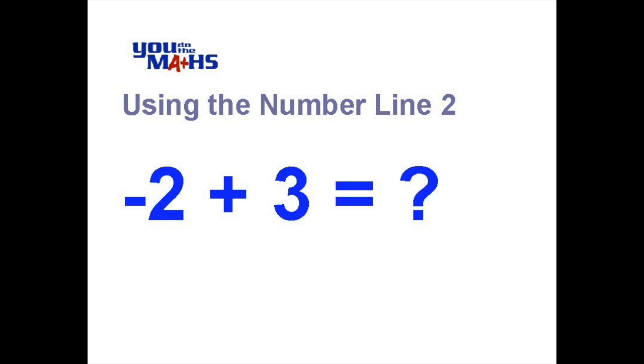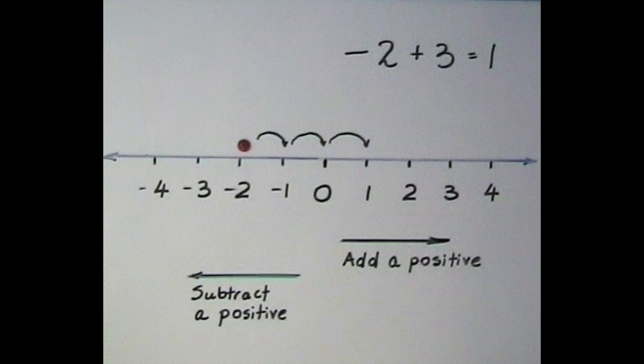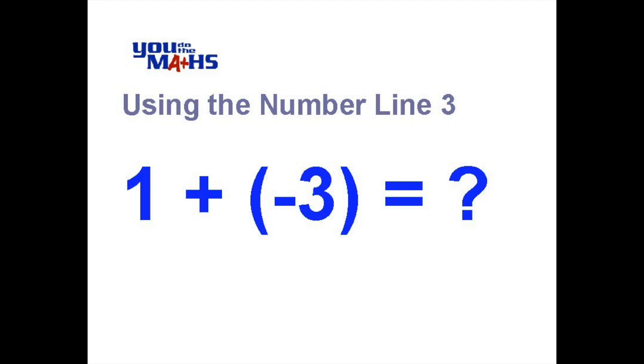Our next problem is -2 plus 3. So in this case we've got the solution shown straight away. We start at the number -2. If we add 3, it means we move to the right 3 units, and we end up at the number 1.